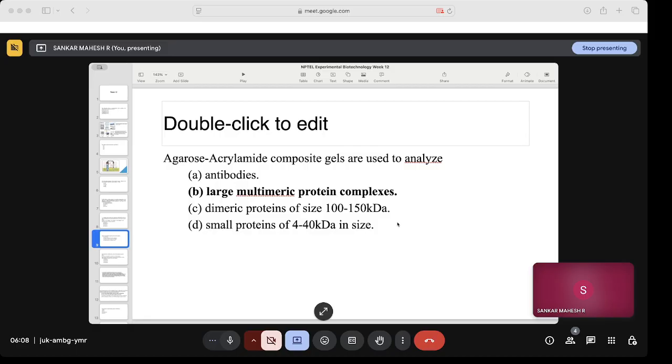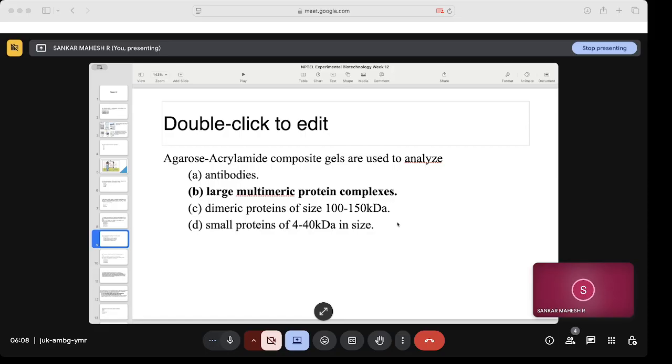So 66,000 Daltons. Is it 66,000 or 660 Daltons for one base pair? One base pair is 660, so 100 base pairs is 66,000. Yes. So 100 base pair DNA is 66 kilodaltons, right? Your average protein is of the size of 40 to 50 kilodaltons.